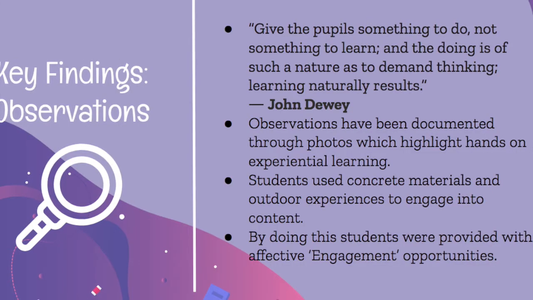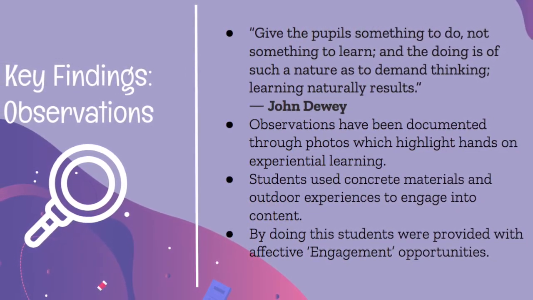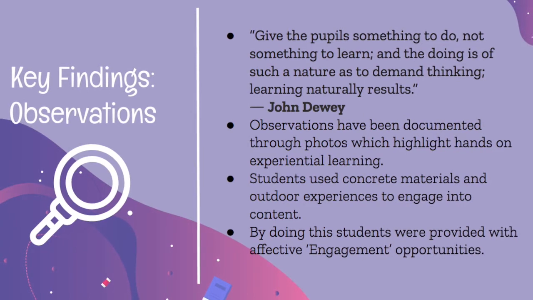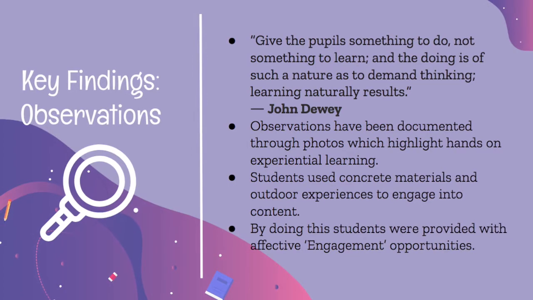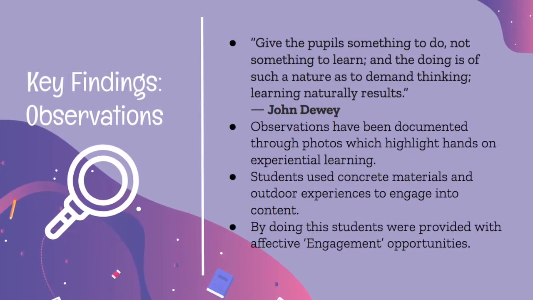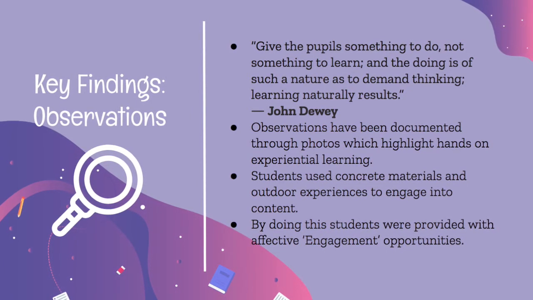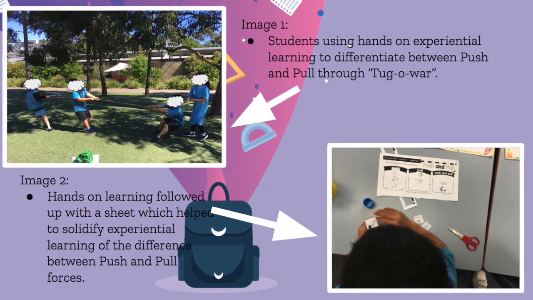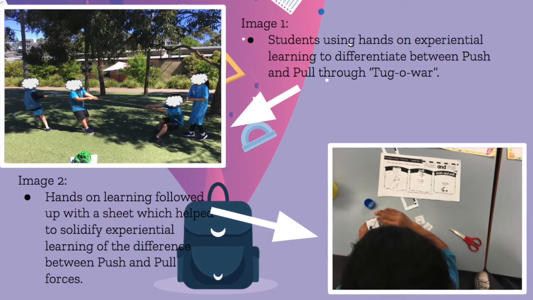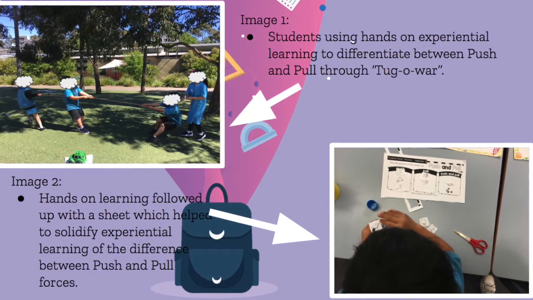Students got the chance in each science lesson to use concrete materials and conduct experiments. Students worked together to understand their aim and what they were required to do. Effective engagement of students was seen through their discussions, positive attitudes to the activity, and their groups when completing the task. Observations have been documented through photos which highlight hands-on experiential learning. Students use concrete materials and outdoor experiences to engage into content. By doing this, students were provided with effective engagement opportunities.